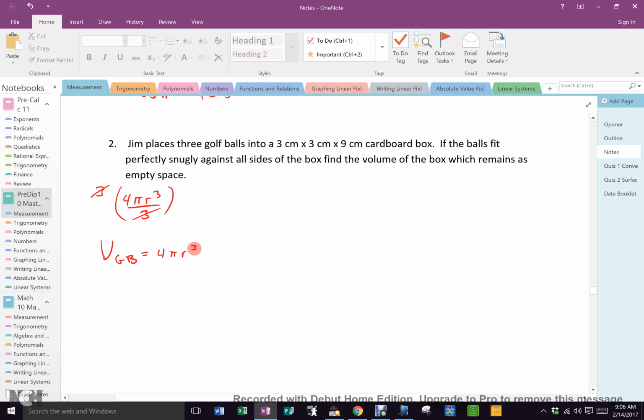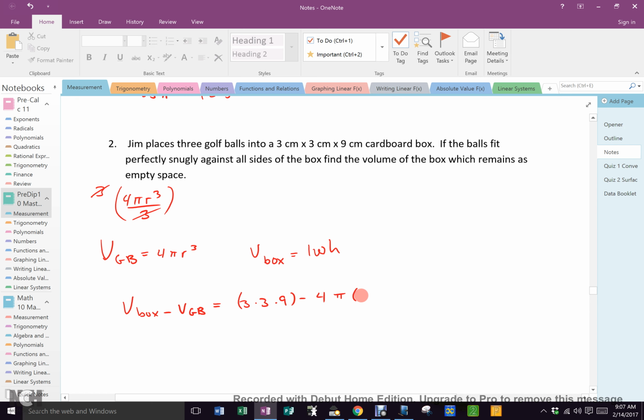Right? Okay. What's the volume of the box? 3 times 3 times 9. Length times width times height, right? Now, what math will allow me to find the empty space? Subtraction, because it's the difference, isn't it? It's the volume of the box minus the volume of the golf balls. So 3 times 3 times 9 minus 4 pi.